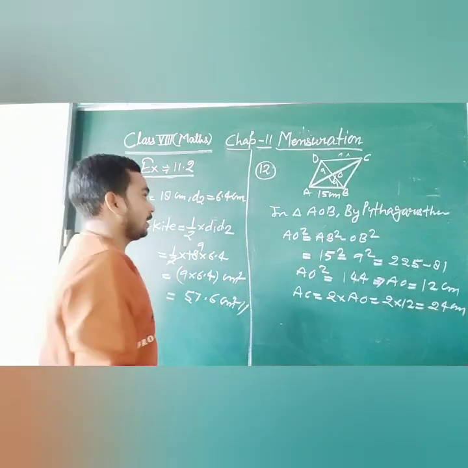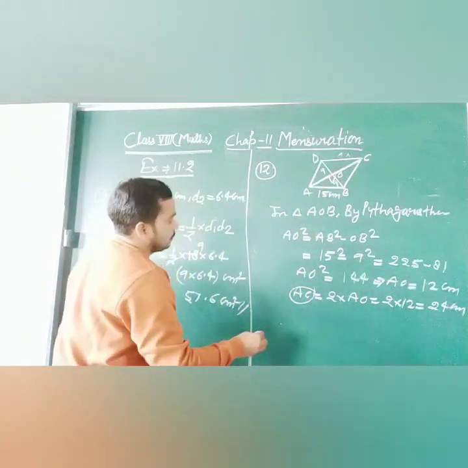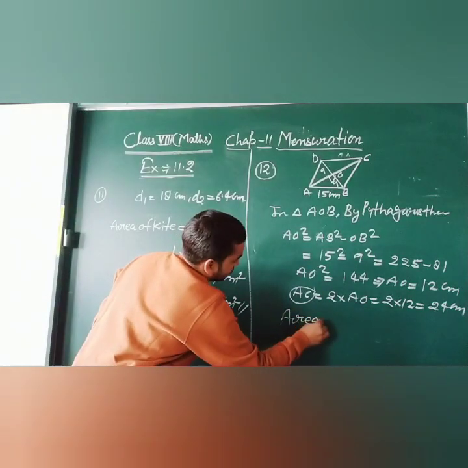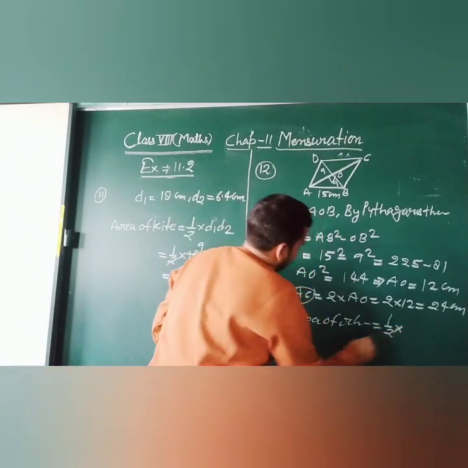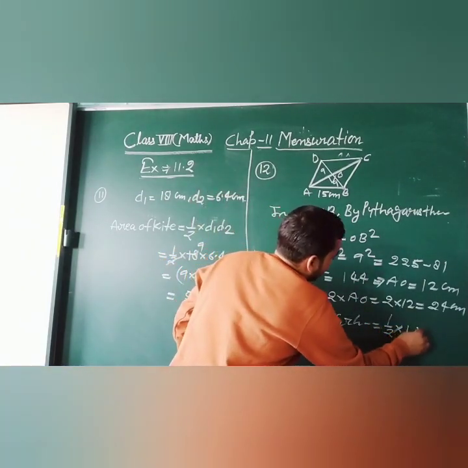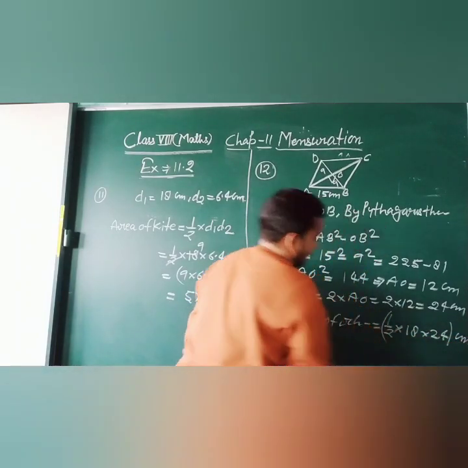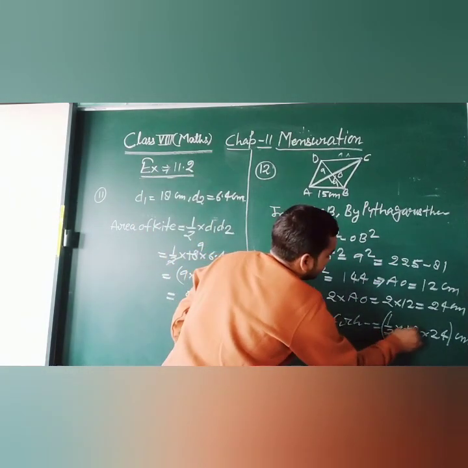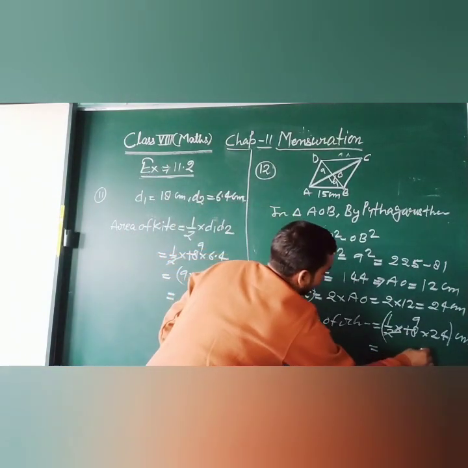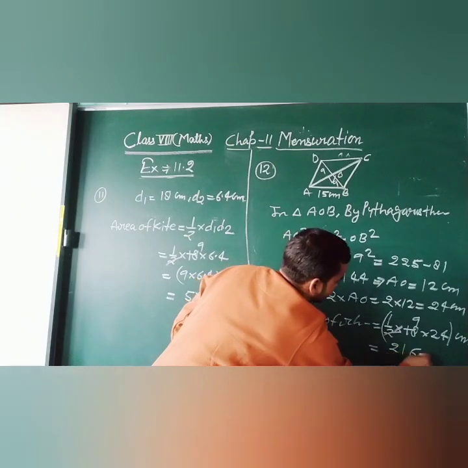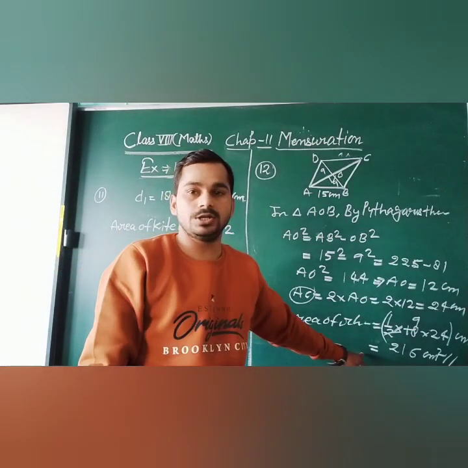So we have found the other diagonal AC, and one diagonal BD is given as 18. Apply the formula for the area of a rhombus. Area of rhombus equals 1 by 2, one diagonal is 18, other diagonal is 24, so 18 into 24 centimeter square, then divide by 2. That gives 216 centimeter square. So the area of the rhombus is 216 centimeter square.